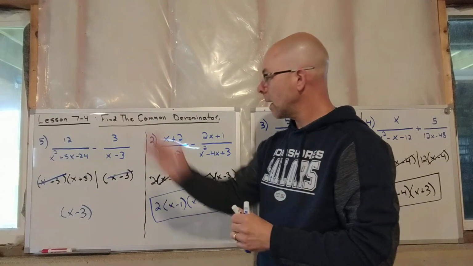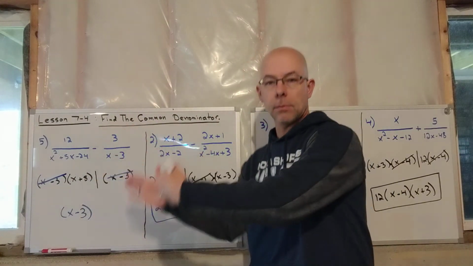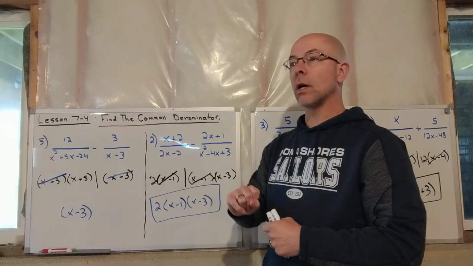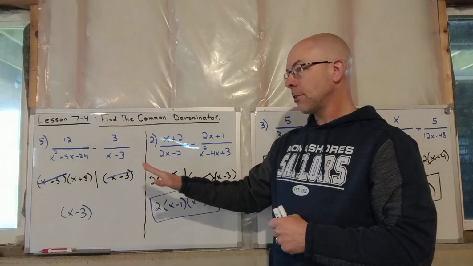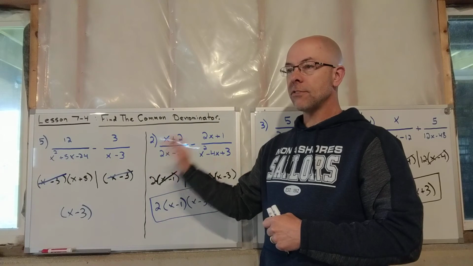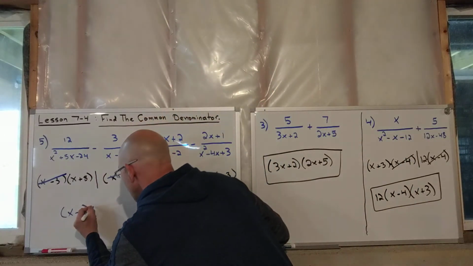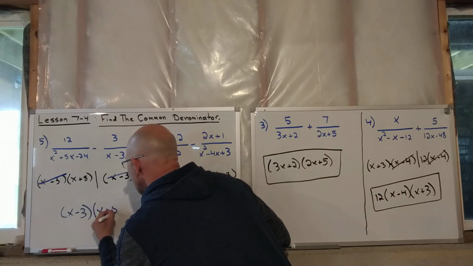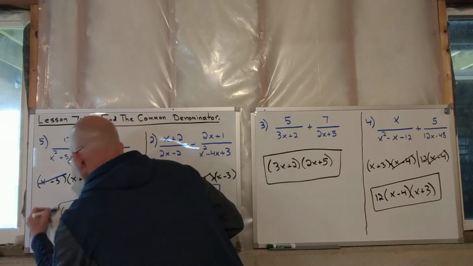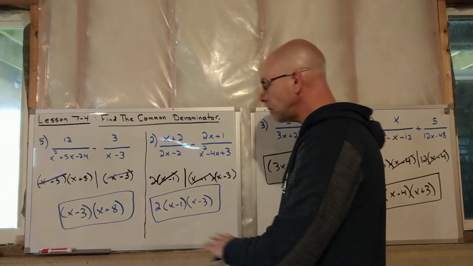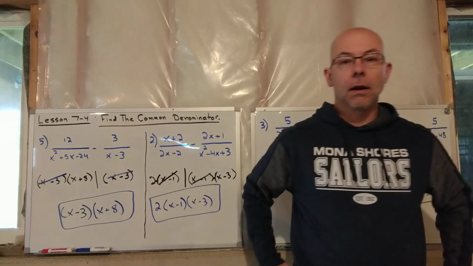You write it once. You don't write x minus 3 times x plus 8 times x minus 3. You don't just write everything you see. If they share it, it goes in once. After that, whatever is left, throw it into the pile. X plus 8. And there's that common denominator.